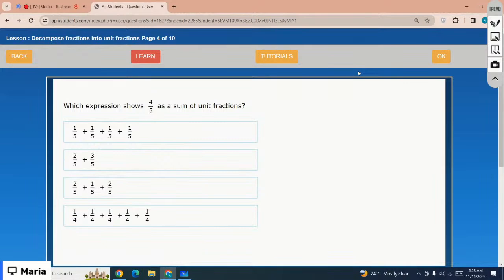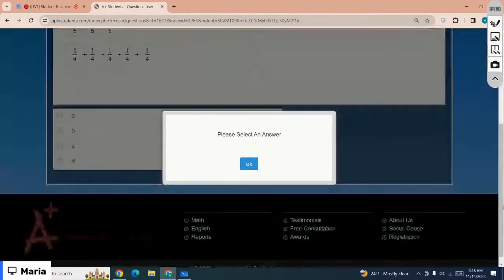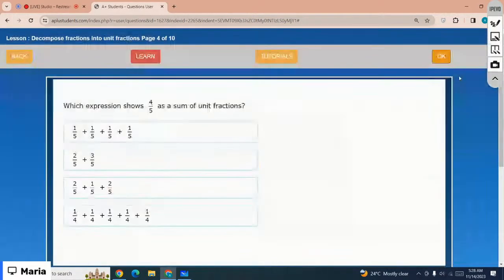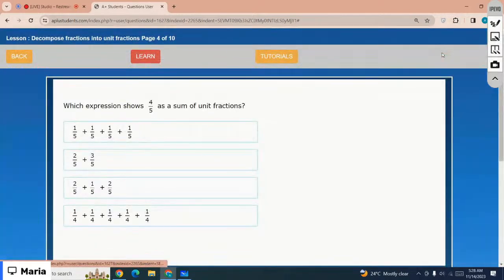Okay, the next one is which expression shows 4 by 5 as a sum of unit fractions? That's the same one we just did. Option A is the correct option.